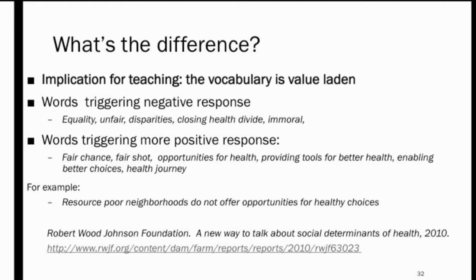So when we talk about social determinants of health, words that trigger more positive responses and more interest are things like giving people a fair chance, giving people opportunities, providing tools, enabling choices, things like that. So there's a whole area about how we frame our messages in a way to make sure that people understand what it is that we're talking about. And I'll go over that in a little bit more.